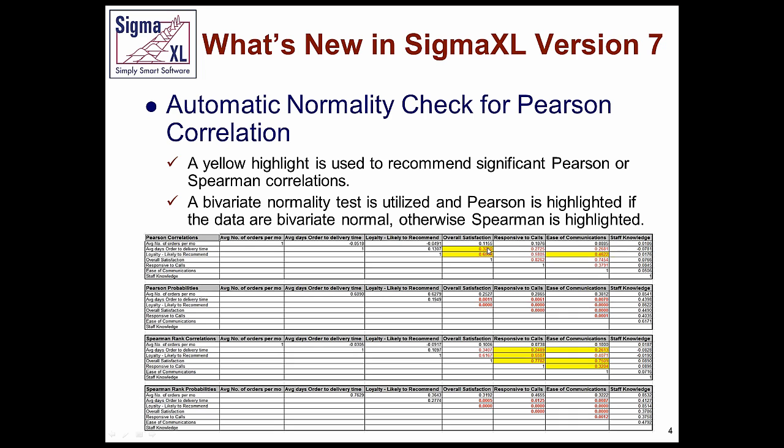So here in this example, you see some yellow highlights. We're saying that Pearson is the appropriate correlation to use for these correlations. And then down here, these highlights, they failed on the bivariate normality test, and so Spearman is being recommended for those correlations. So it answers the question that is often asked, when do I use Pearson, when do I use Spearman? And of course, you still need to look at your data graphically, but this simplifies the process by having an automatic bivariate normality test built in and then just simply highlighting the appropriate test to use.